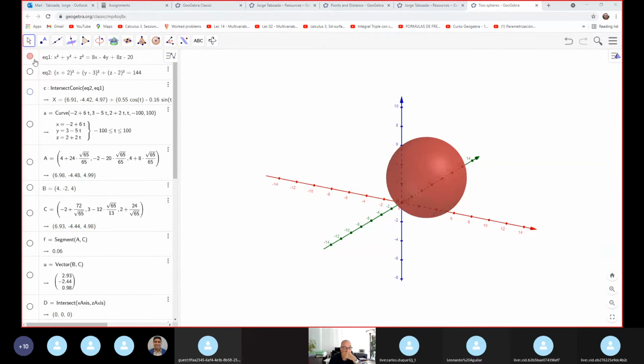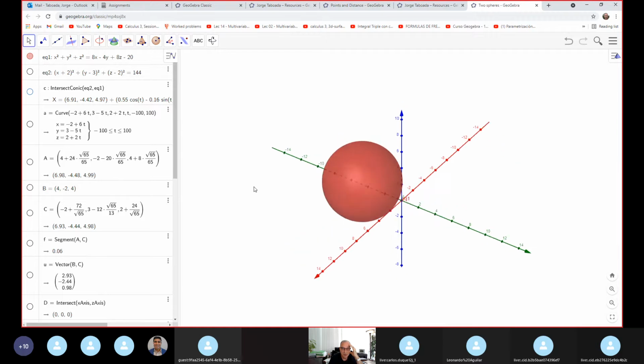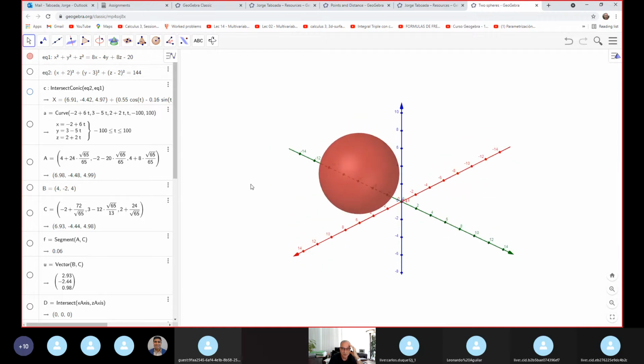I have my rectangular coordinate system. You can change the position if you want. I put the equation, the original equation, it doesn't matter, the equation of the sphere. Okay, this is my sphere. You can change the color if you want. You can change the transparency. Here you go to the look. You click here.